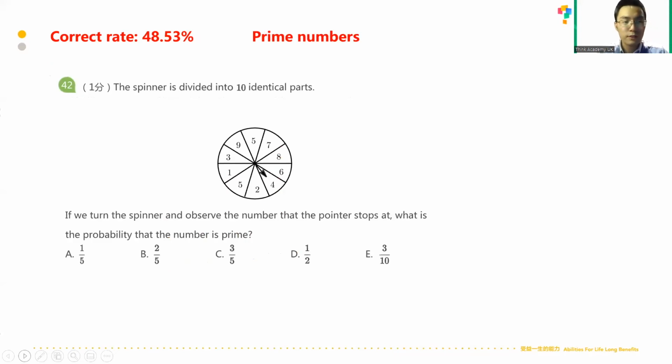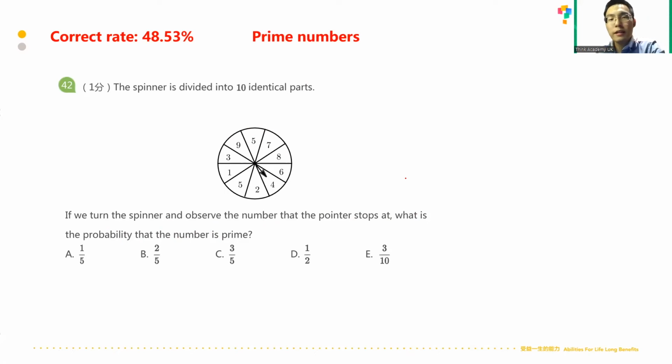And then let's move on to question number 42. The spinner is divided into 10 identical parts. So this is the spinner here. We know there are 10 equal parts. If we turn the spinner and observe the number that the pointer stops at, what is the probability that the number is prime? So we're dealing with prime numbers in this question.